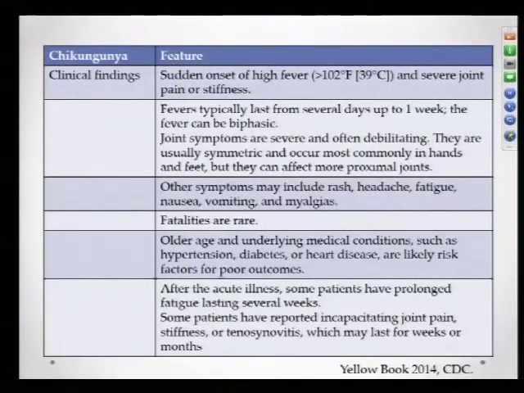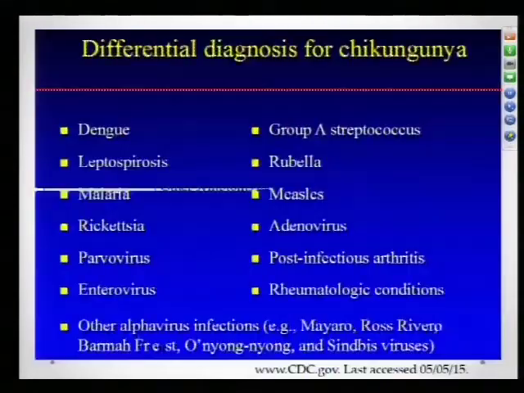Now, features about it. Usually the joint symptoms, like I said, are very severe and debilitating. Patients can't ambulate as well as they did before and carry out their activities of daily living. But you will find that it's symmetrical in terms of how the joints are affected. Usually it's the hands and the feet. And the fevers, which are high, can have a biphasic pattern. They come, they go, and then there's another fever spike.